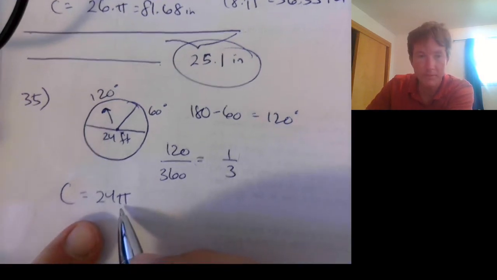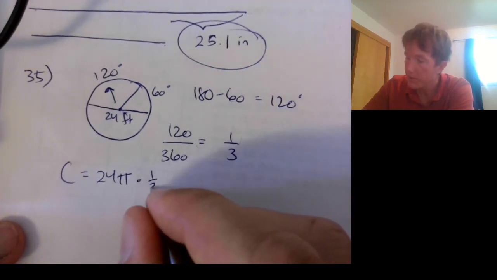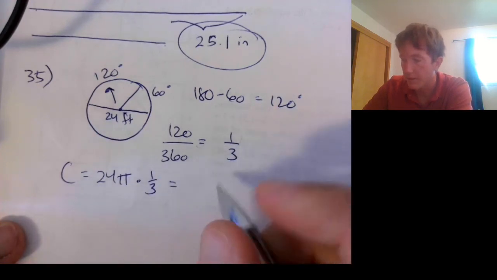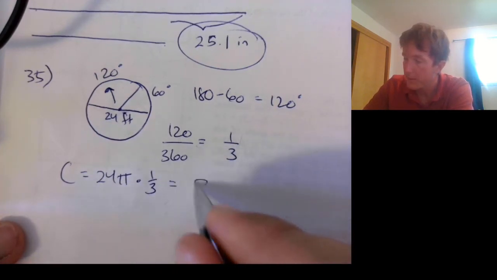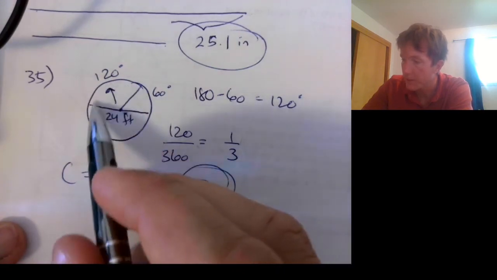So I have pi. I don't need to do anything with that. I do need to multiply this number by a third, since I'm finding a third of the entire circumference. So this is going to be 8 pi. That's how long this section of the arc is. This is 8 pi.